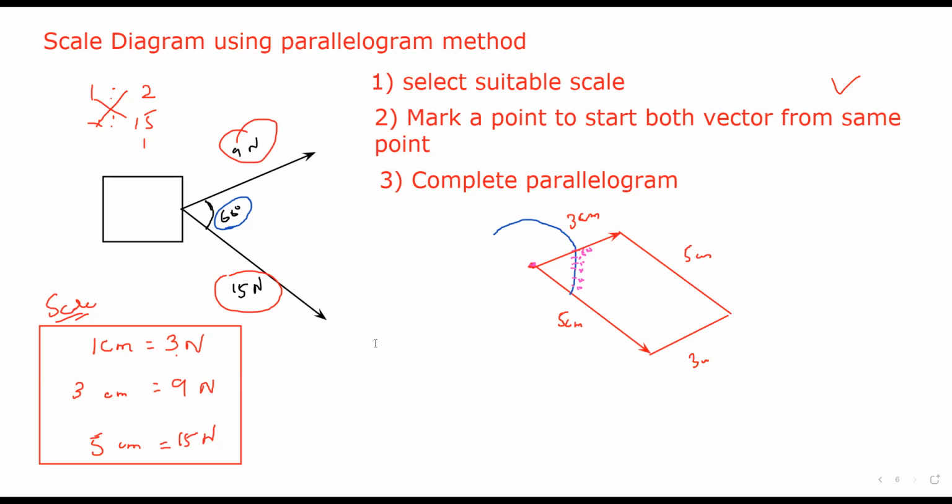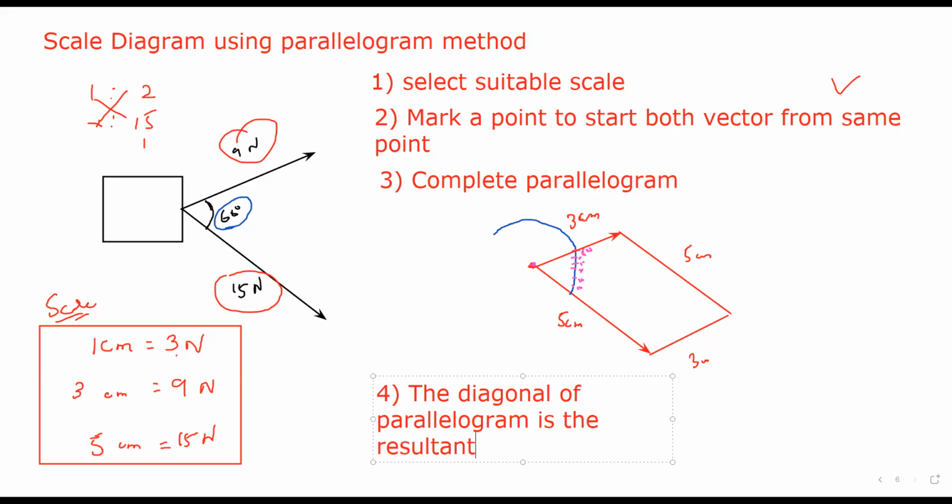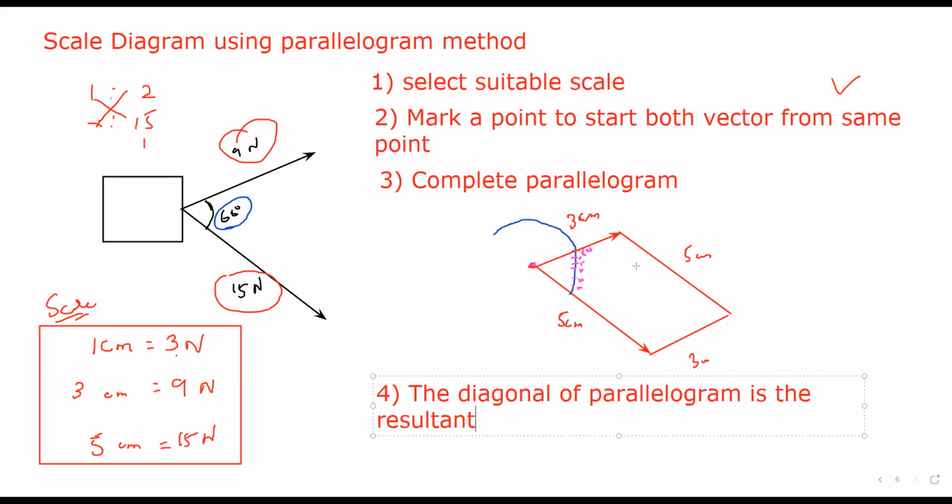Now what is the resultant? The diagonal of the parallelogram is the resultant. So when we draw the diagonal, how do we draw the diagonal? So this is a diagonal. We draw this diagonal, and what do we call this diagonal? This diagonal is known as the resultant.